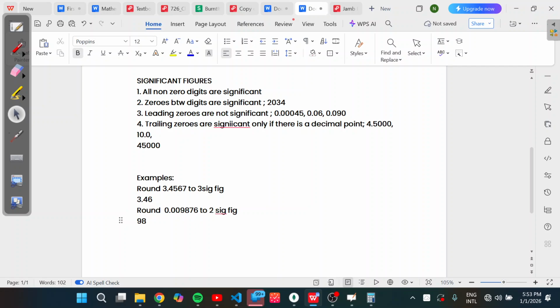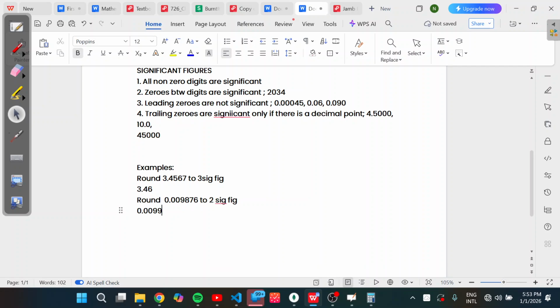But what's the number after this 8? Which is 7. And 7 is greater than 5. So I'm going to round it up and add 1 to this number here. So it's going to be 99. But it's not going to be our final answer. We're going to do 0.0. We're still going to add those other three zeros from before, and then add this to it. This is the final answer for this question, 0.0099.